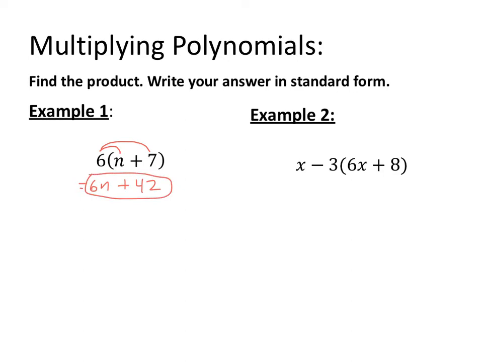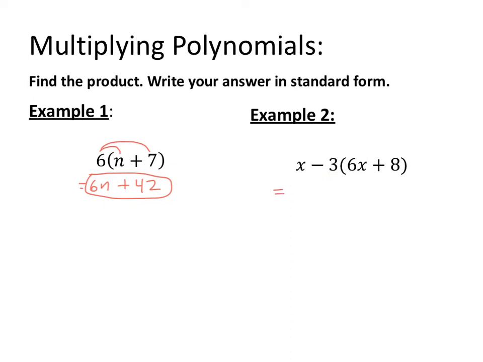All right, let's look at example 2 here. In example 2, we have x and then minus 3 times 6x plus 8. When I'm doing this, just be very cautious. The x isn't going to be multiplied by anything. The negative 3 is times this piece right here, so we're going to have to distribute the negative 3 to both pieces. But the x is just going to come down with us, and we'll combine that later.